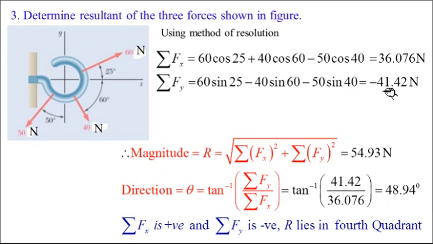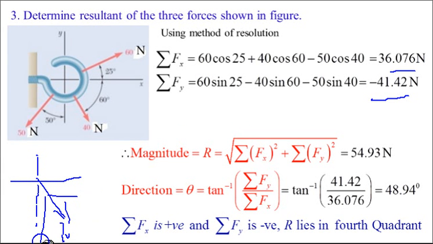Sign convention of this force: Fy is negative, Fx is positive. Fx positive, Fy negative. Where do we get this? Fx positive, Fy negative, so this is in the fourth quadrant. Normally try to draw the quadrant system. In the quadrant system, your resultant R will lie here. Fx is positive, Fy is negative, and show this magnitude here, 54.93. Show this angle theta here, 48.94. So here we get the location of the resultant.